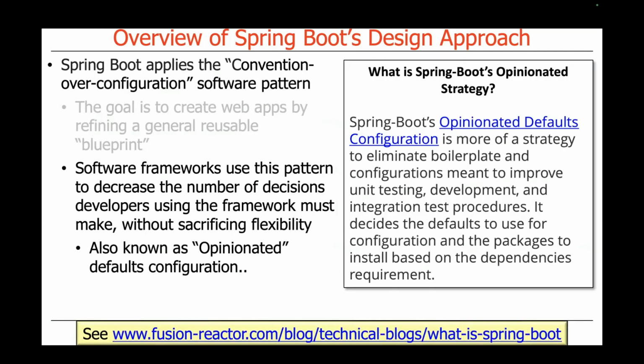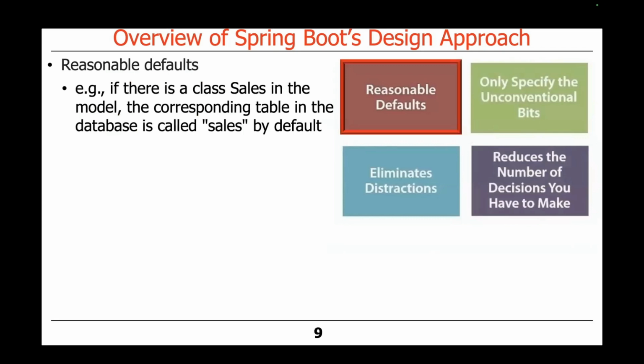So again, this is often known as opinionated defaults. You can read more about what this means up here, but basically it means that there's a bunch of strategies for improving the way that you build the systems, you test the systems, you deploy the systems, you integrate the systems, and so on and so forth. So let's talk about some of the elements in this convention over configuration pattern.